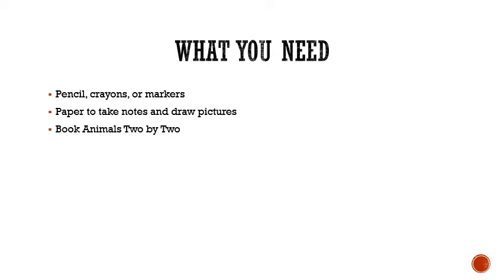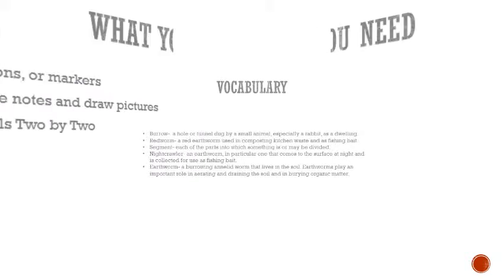Now, what you'll need: pencil, crayon, markers, pens, whatever you feel comfortable using, paper that you're able to take notes or draw pictures. That way you can always reference it back with any questions. And then we used our Animals 2 by 2 book earlier in the week when we read it. You can always look back at those pictures in detail, read more about them, or just review it for your own knowledge.